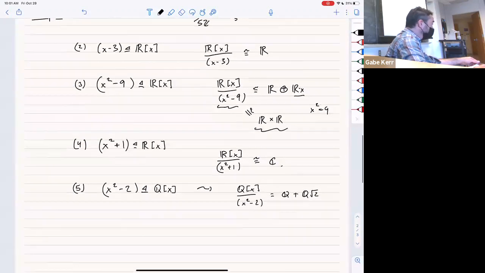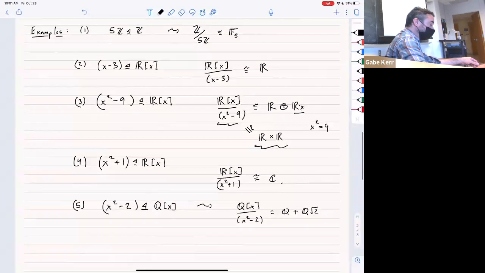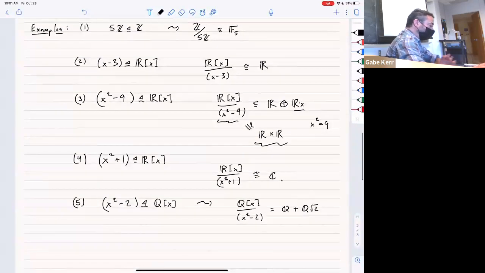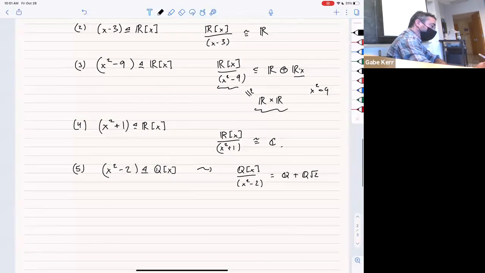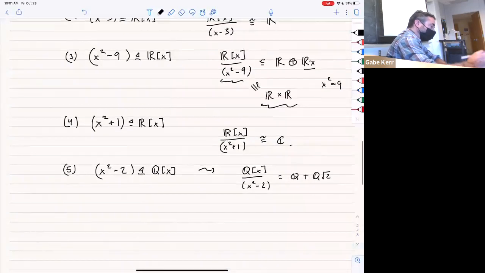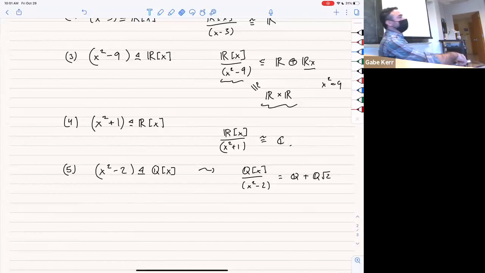Okay, guys, so there's a lot of examples. Let me do one more though, although let me say something first. So an ideal is maximal. Yeah, no question. This question has a couple of layers to it.